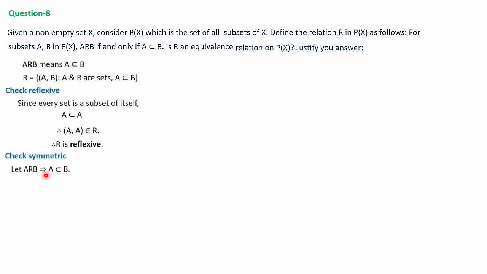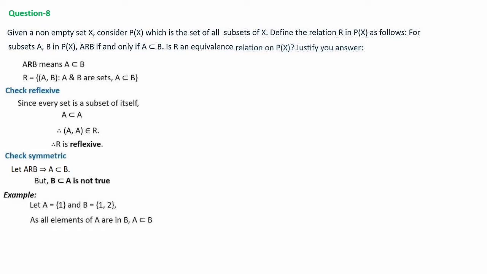Next is checking the symmetric. A R B implies A is a subset of B, but here B is not a subset of A. Why? Let's take an example. Let A be the set {1} and B be the set {1, 2}. Here A has one element and B has two elements, and all the elements of A are also in B. A has 1, B also has 1, so all the elements of A are in B, and A is a subset of B.